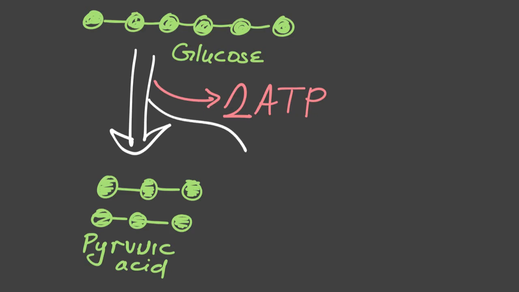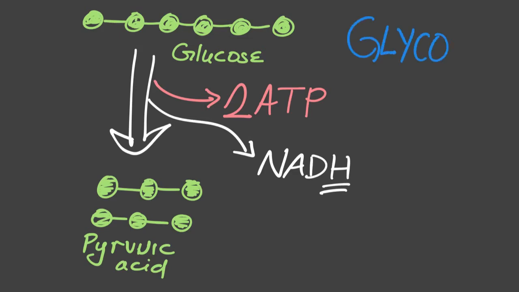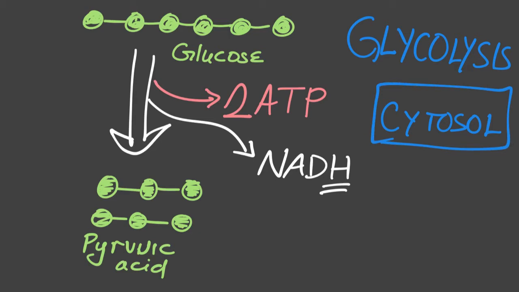You also make a molecule called NADH. NADH picks up extra hydrogens from the glucose. Because glucose is C6H12O6, the hydrogens come from the glucose breakdown. This overall process is called glycolysis, and it takes place in the cytosol. So the location is the cytosol. This entire process happens in the absence of oxygen, and so we say that this is anaerobic.